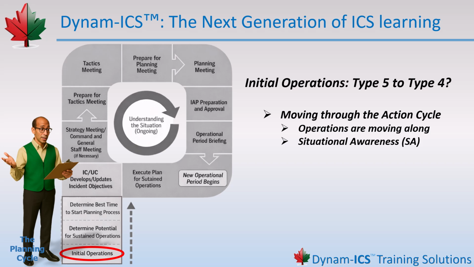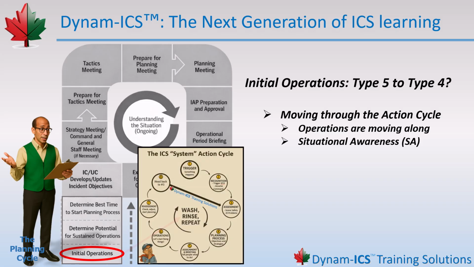We're starting with the stem of the planning P because it's the most important and most misunderstood part of the whole process. This is the beginning. We're still in the action cycle. We're still in the early stages of a Type 5 or Type 4 incident, working through initial operations, but we're also starting to think, something's different about this one. That moment can happen on the first trip through the action cycle or the 10th. There's no set number. But trust me, if you have good situational awareness, you'll know.